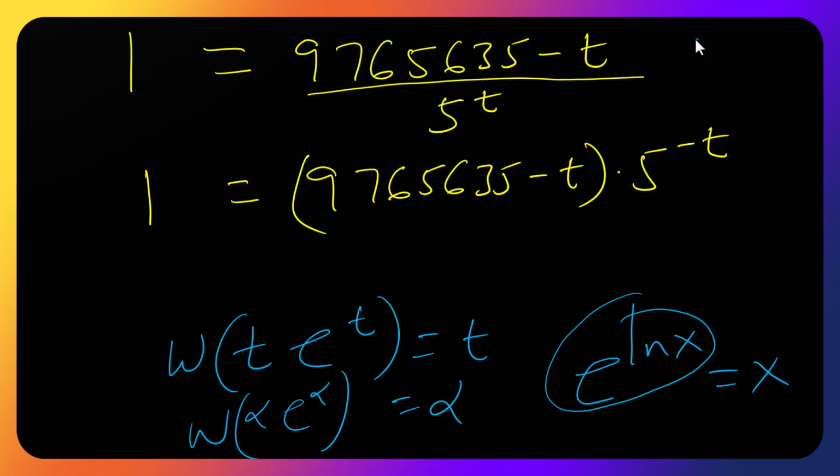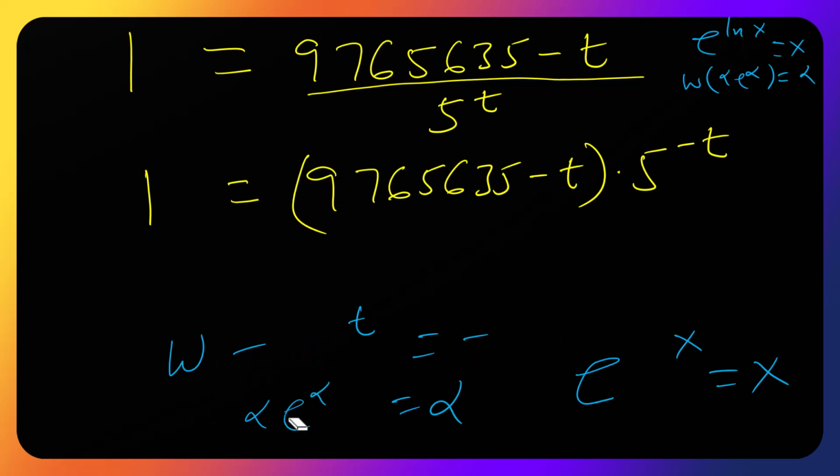Let me write it here. e raised to ln of x, the answer is x. Then when we take the W function of, let's say, alpha times e raised to alpha, the answer will be alpha. All right. Now we can proceed from there.